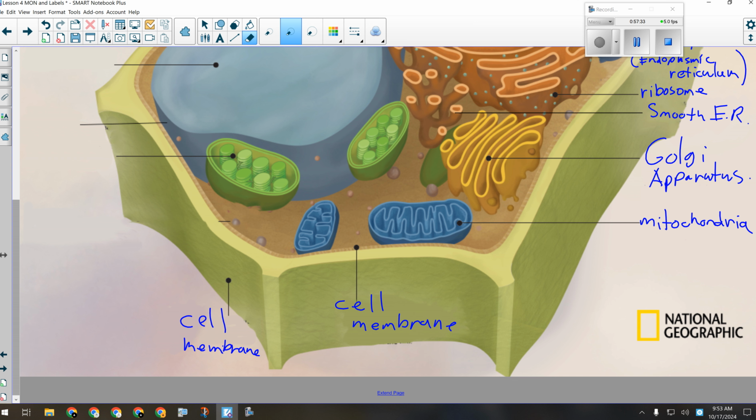Flip it over. That's the cell wall, not the cell membrane. Oh, I wrote membrane again. Thank you. Okay, so cell wall. Yeah, good catch.